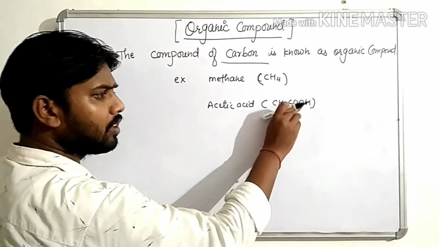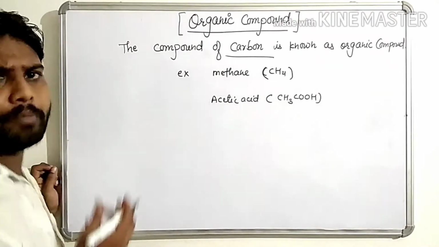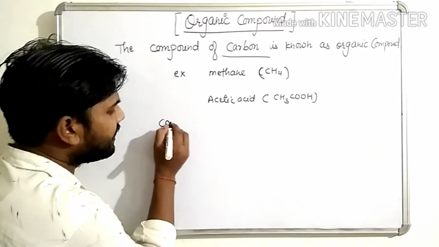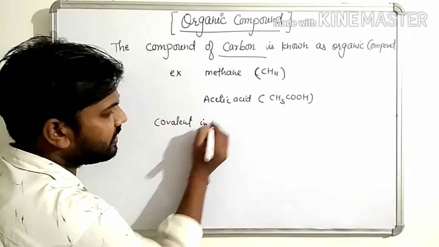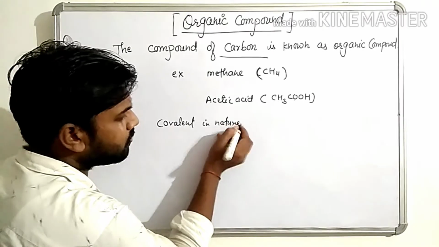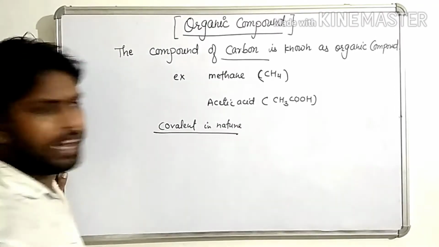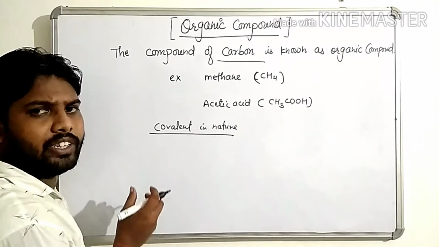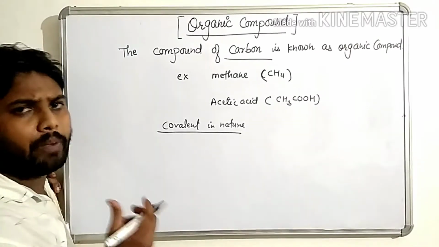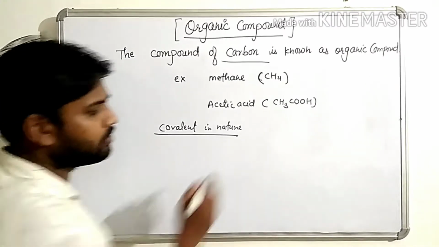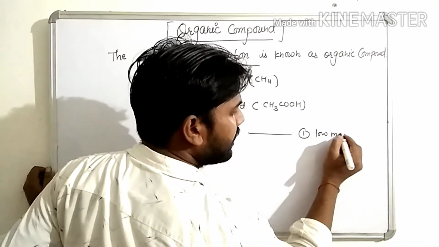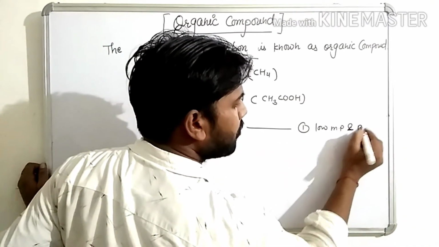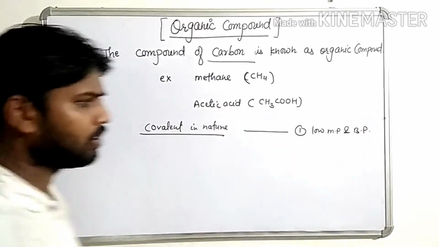Clear, children? And organic compounds are covalent in nature. Okay, covalent in nature. And being covalent, children, they have low melting and boiling points. First, low melting point and boiling point.